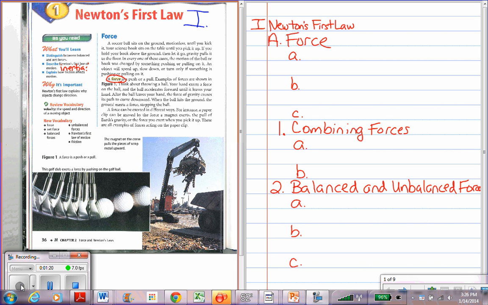A force can be exerted in different ways. For instance, a paper clip can be moved by force. A magnet exerts a pull, Earth's gravity pulls, and you exert a force when you pick it up. These are all examples of forces acting on the paper clip.